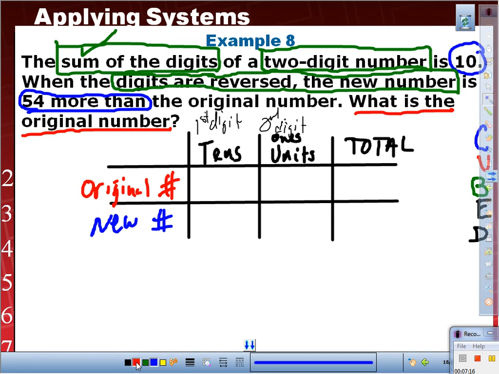All right, so check this out. Since I do not know what my original number is, let me read this. It says the sum of the digits of a 2-digit number. So what would be the first digit? We don't know. So what can I label it? T. The second one is units, because we don't know. So can we label it U? However, the sum of these, what is the total sum? 10. Are we there so far?